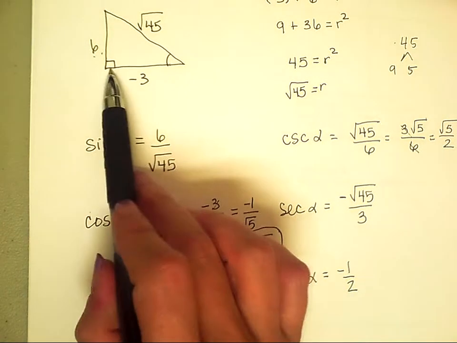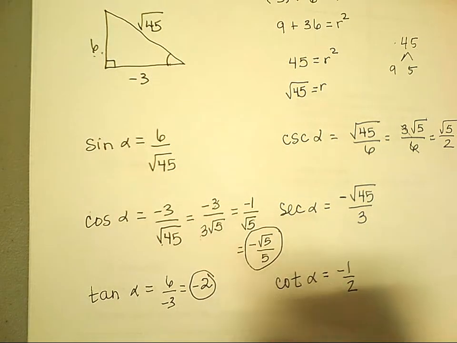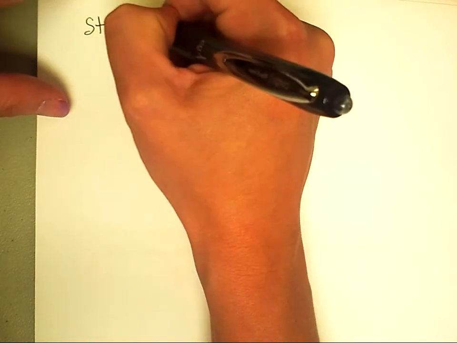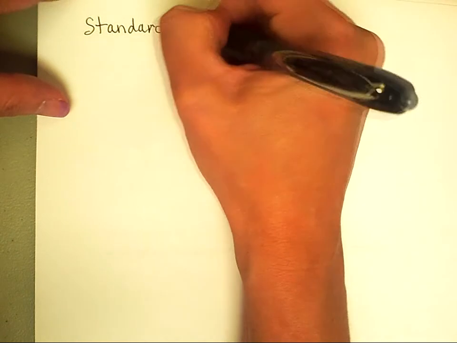Now, so far we've worked with right triangles that are nicely oriented. It doesn't matter how they're oriented. We just need to talk about standard lettering.